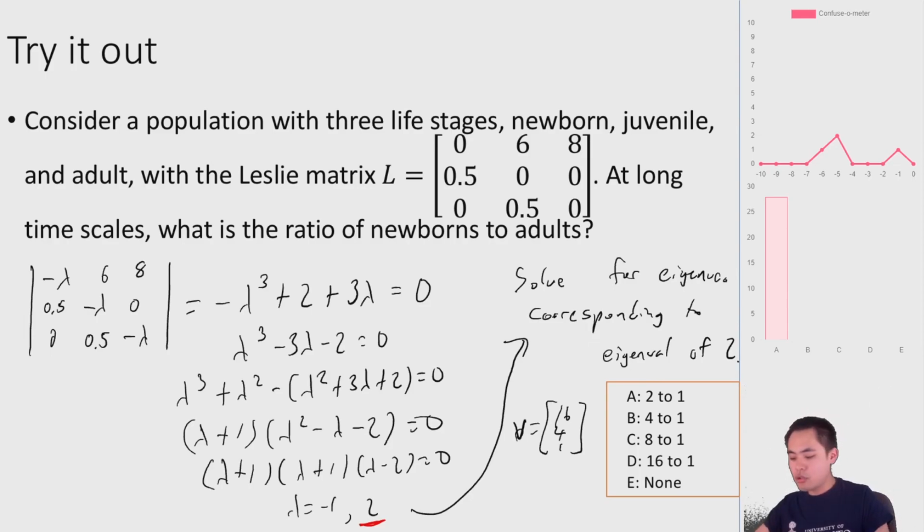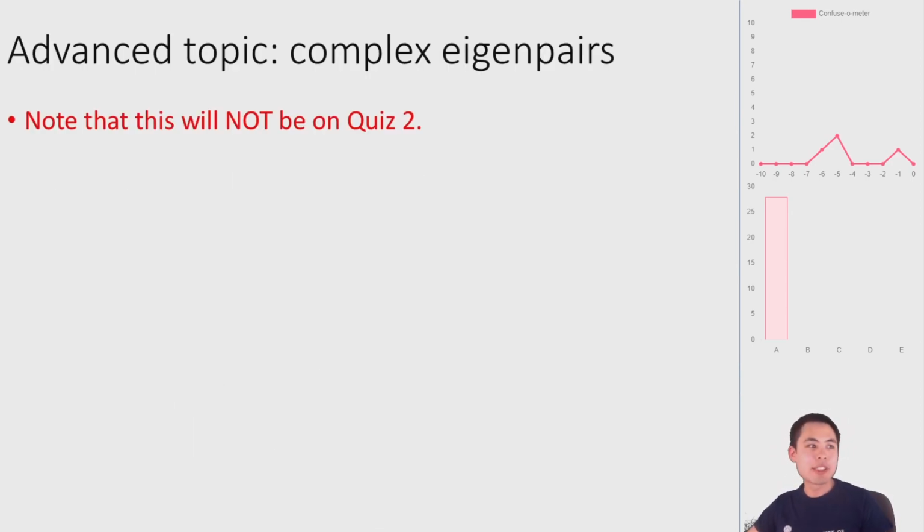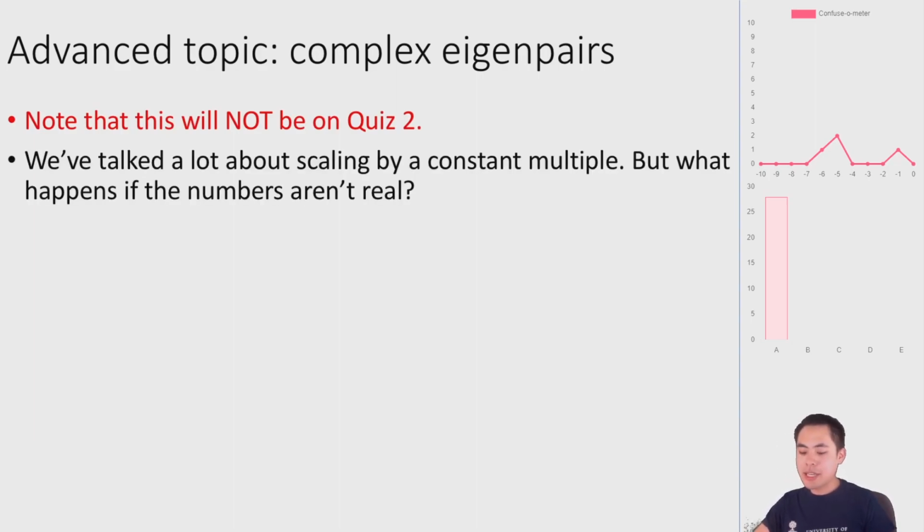Let me do one more slide, and then I'll go to office hours, and I'll go back and explain everything that is confusing. This advanced topic will not be on the quiz. I just want to mention this because there were some questions about this earlier. So we've talked a lot about scaling by a constant multiple. What happens if the numbers aren't real?